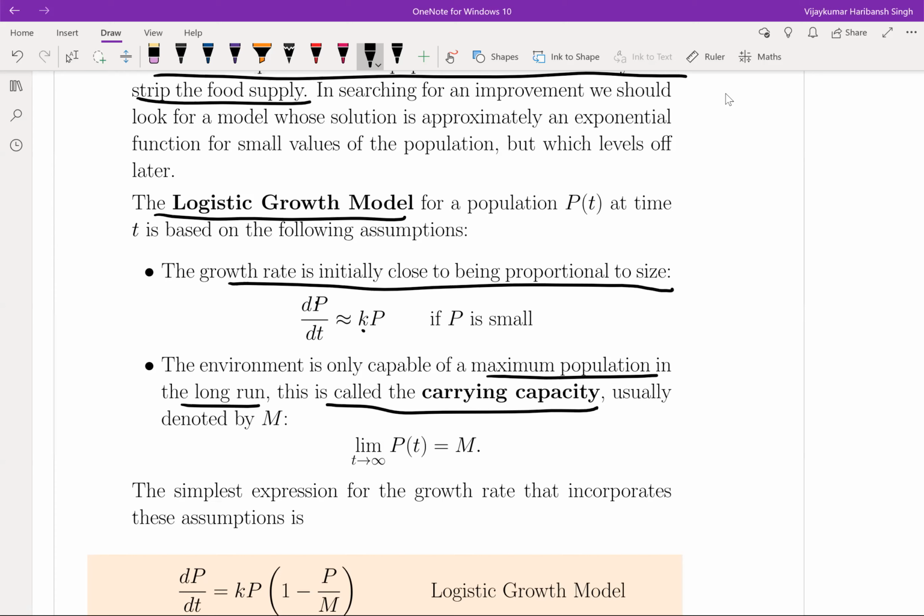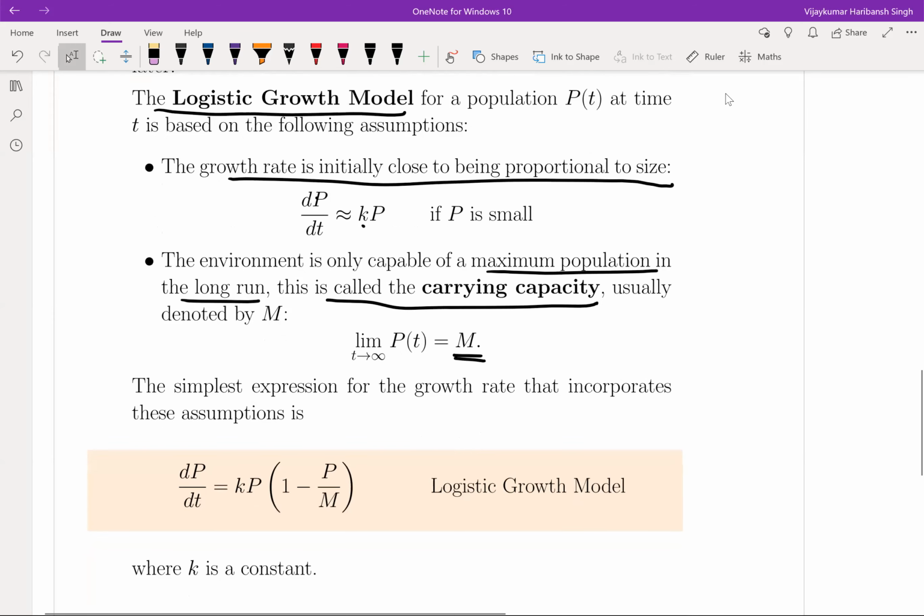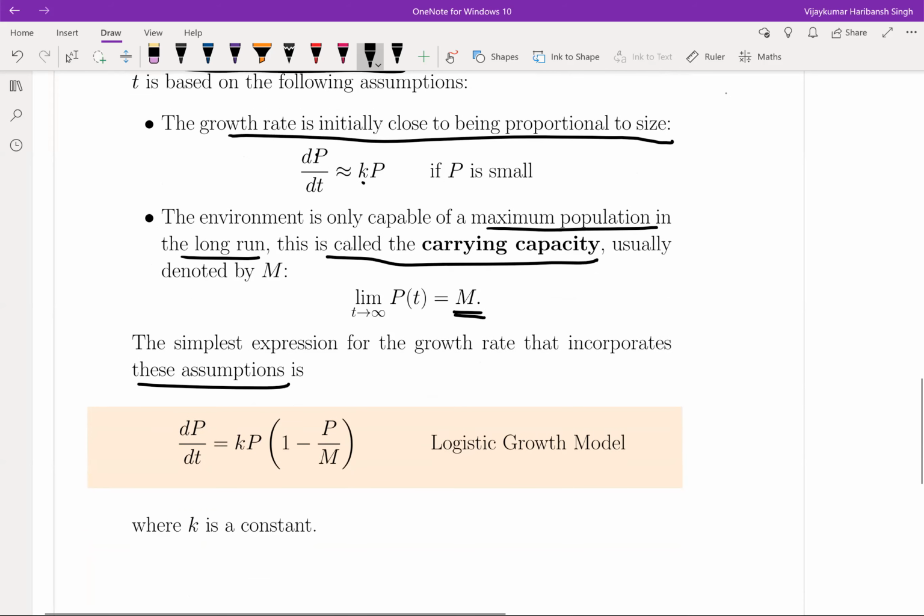So that is the limit as t goes to infinity of P(t), and let that be M. We have an estimate for M, so let's call that M. So the simplest growth model that incorporates both of these assumptions is dP/dt = kP(1 - P/M). So why is that?